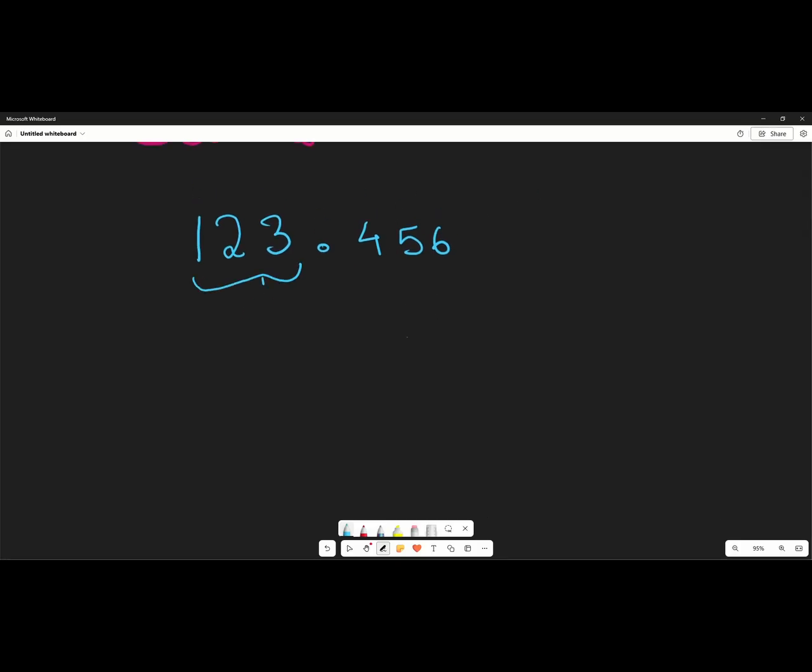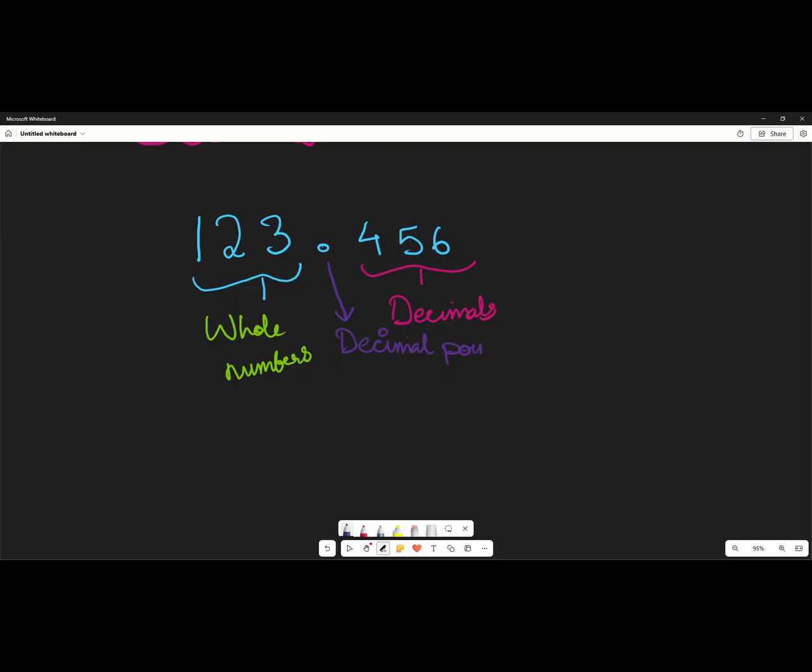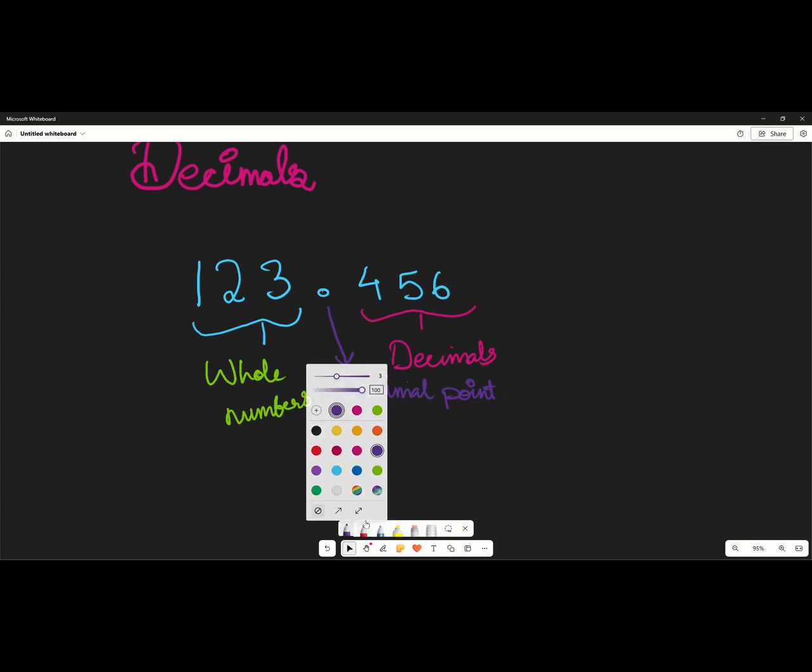You have the whole numbers, I'm going to put in green. You have whole numbers, right? You have the decimal part. And you have the decimal point. Right? These are the three parts to a decimal.